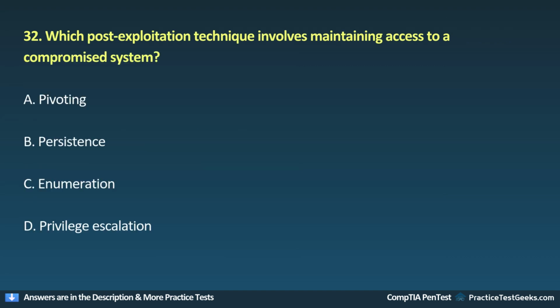32. Which post-exploitation technique involves maintaining access to a compromised system? A. Pivoting. B. Persistence. C. Enumeration. D. Privilege escalation.